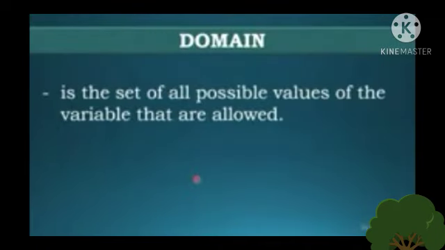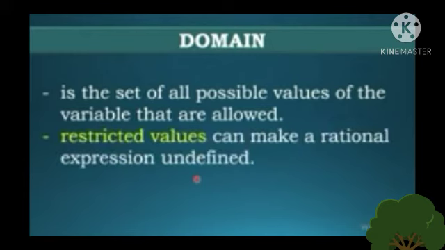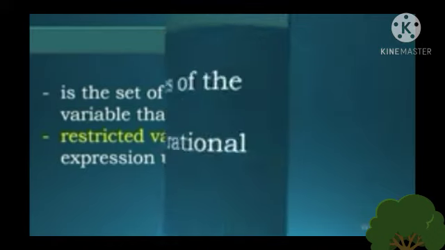Now, what is a domain? A domain is the set of all possible values that the variable is allowed to take. These are the only numbers we can substitute into the variable so that the expression is still a rational algebraic expression. When you substitute values into the variable that are not allowed, which are called restricted values, it can make the rational expression undefined, or simply make the denominator equal to 0. That is what we want to avoid.